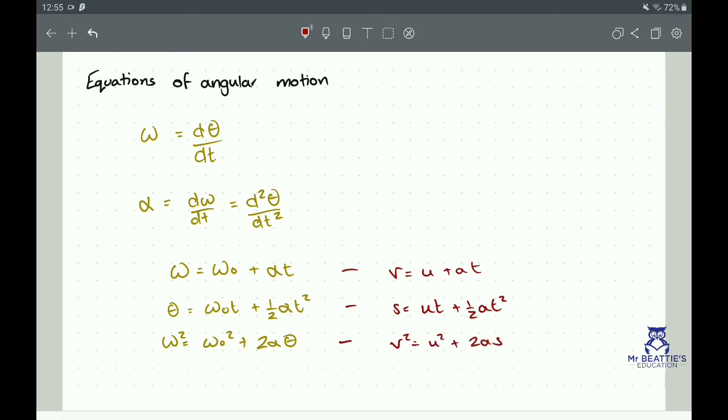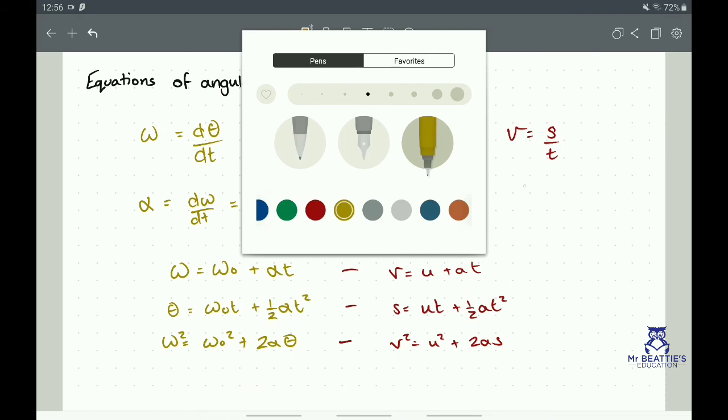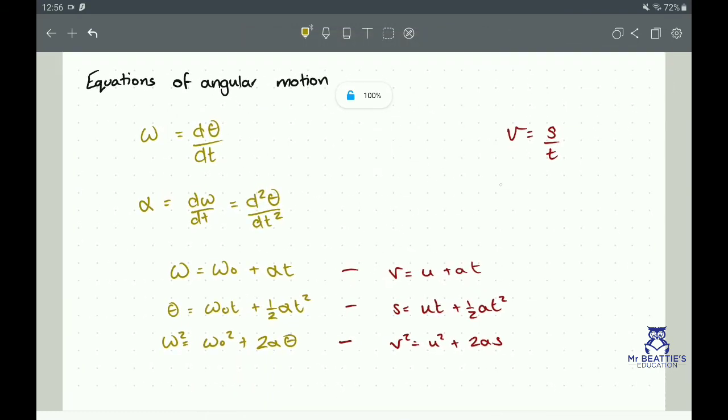So the equations are very similar in setup. And the one I've not shown you yet: if we were to have velocity equal to displacement over time, and write that in the angular form, omega would be equal to theta over t. Now these are going to be really useful for working out things that are moving in a circular angular motion.